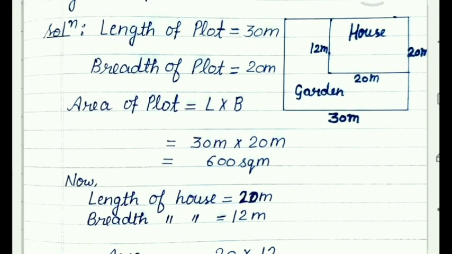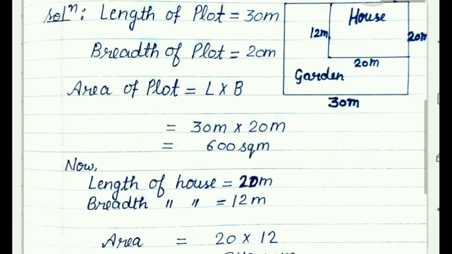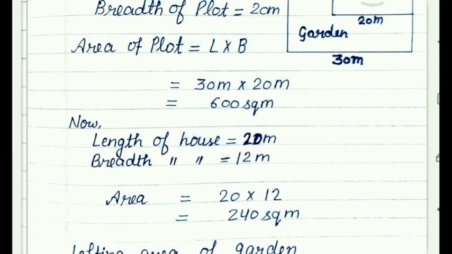Similarly, we will find the area of the house also. What will be the area of the house? As you can see here, the length of the house is given as 20 meter, so I have written length of house 20 meter. Then write the breadth of house: it is given as 12 meter. We have the length and breadth of this house, so the area of the house will be length into breadth.